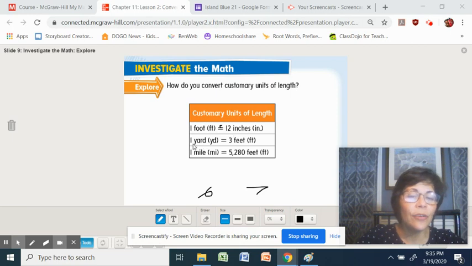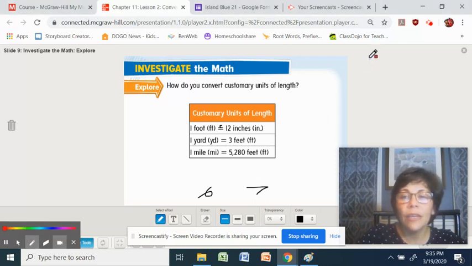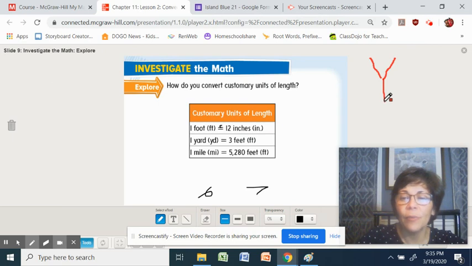So I have a little trick for you to remember yards and inches. If you have a yard, I'm going to write a big Y. So how many feet does a yard have? One, two, and then three. Voila. So here you go. If I draw a yard, a big Y, I know that each arm is 1 foot. So one yard is 3 feet.